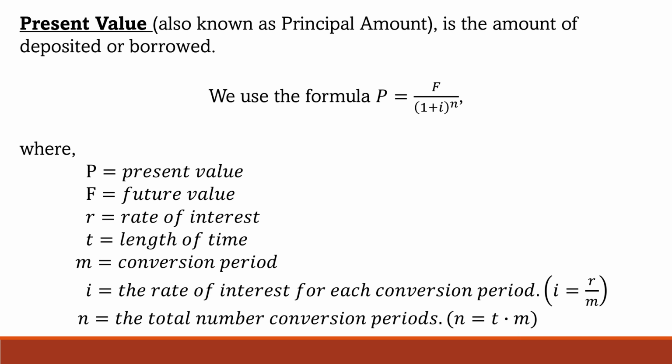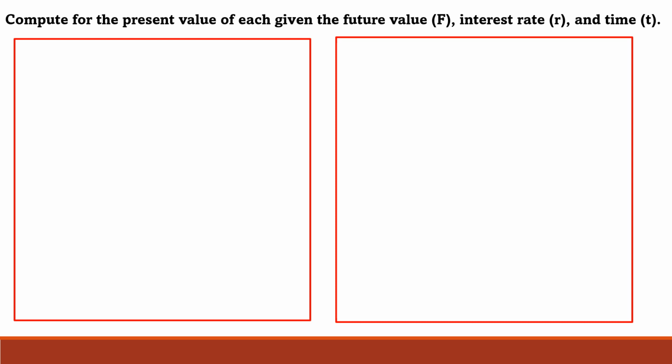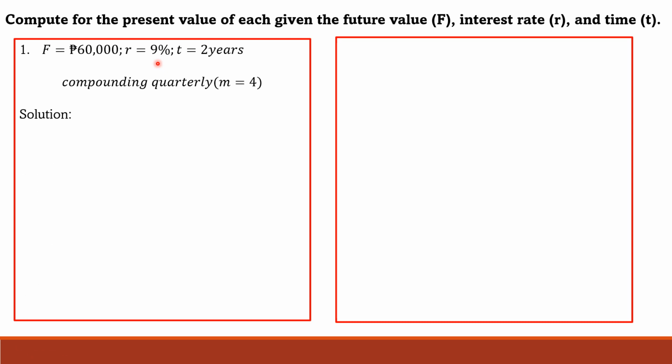So at this point, we will compute for the present value of each given the future value F, interest rate R, and the time T. So for our first example, final amount is equal to 60,000 pesos or the future value with a rate of 9% and the length of time is 2 years. So this is compounding quarterly. So ang ating conversion period po is M equals 4. Okay? So ano pong ating magiging solution?